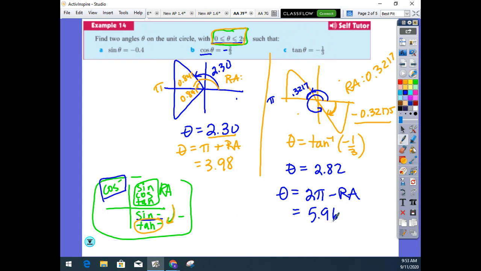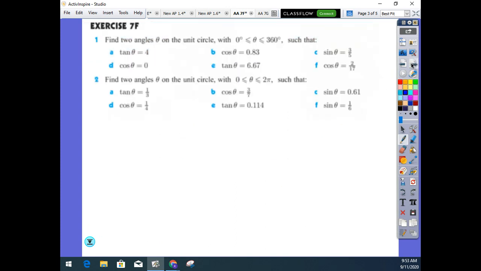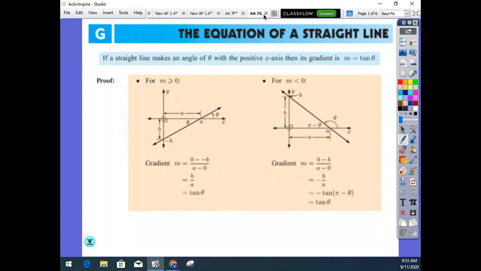Okay. So in my opinion, this example is probably the hardest one we've done so far, but it really gives you a better understanding when you get it. I think that's the end of F. And the good news is G is actually pretty easy.